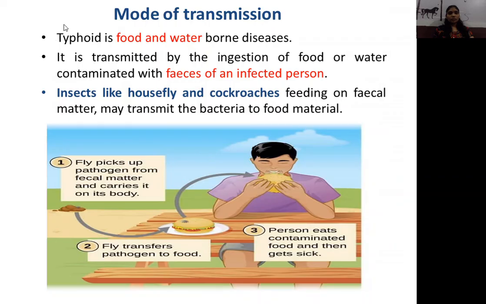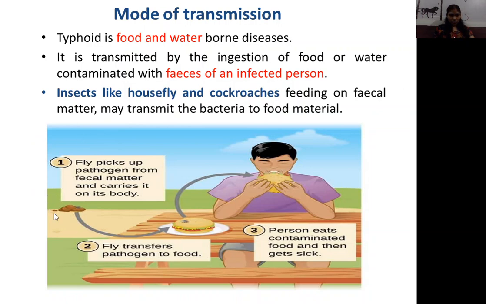Now, mode of transmission. Typhoid is a food and waterborne disease. Why? Because it is transmitted by ingestion of food or water contaminated with feces of an infected person. Feces means the stool. Undigested matter goes outside the body from the digestive system. You already studied in the digestive system that undigested food goes outside the body, and that matter is called feces or stool. Insects like houseflies and cockroaches feed on that fecal matter.